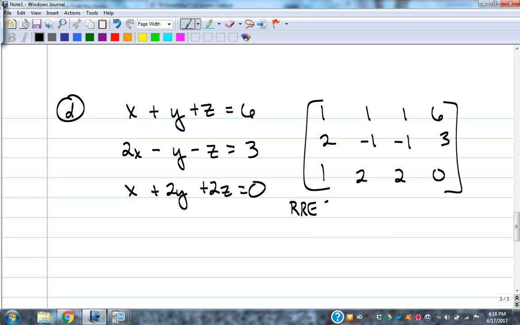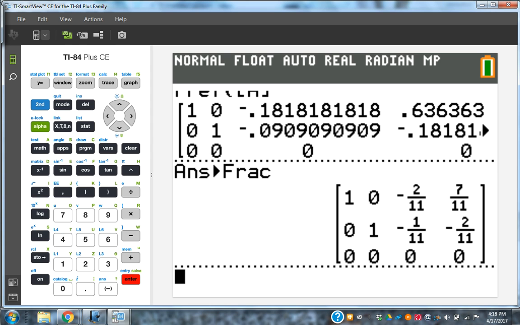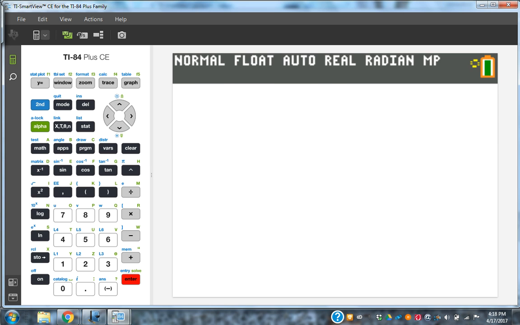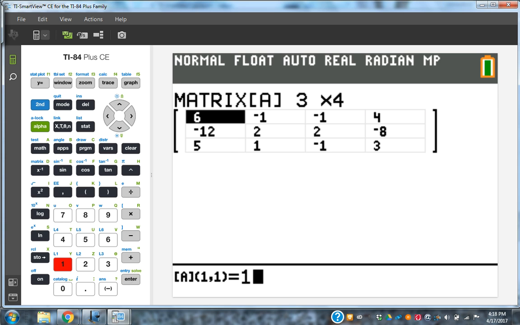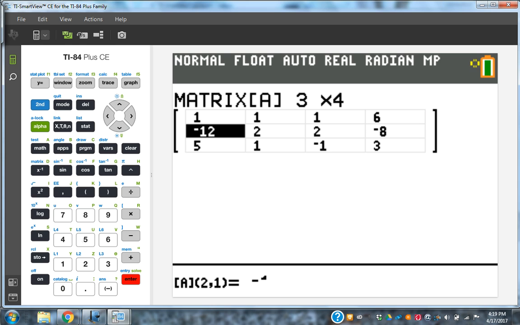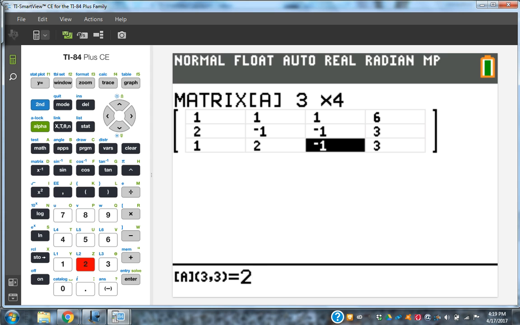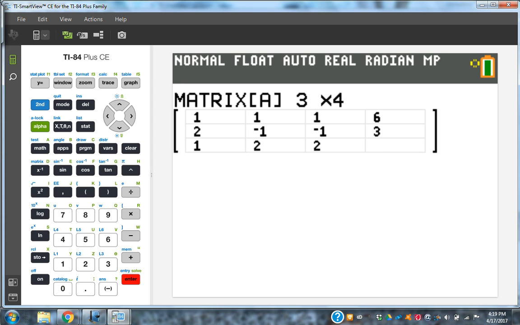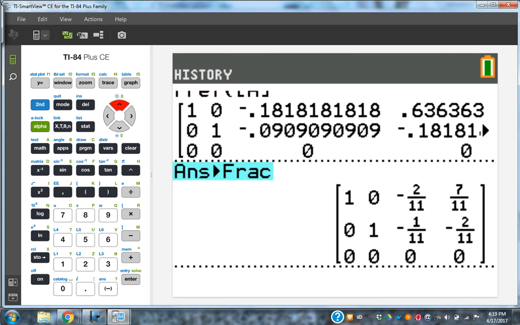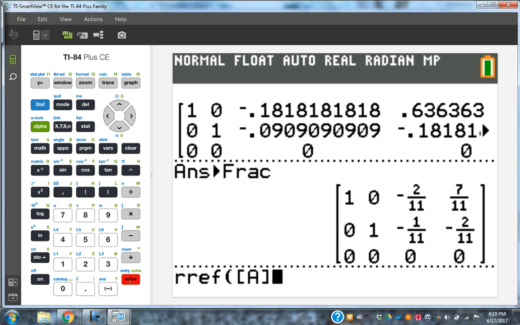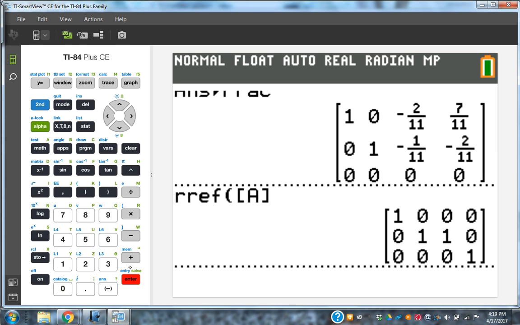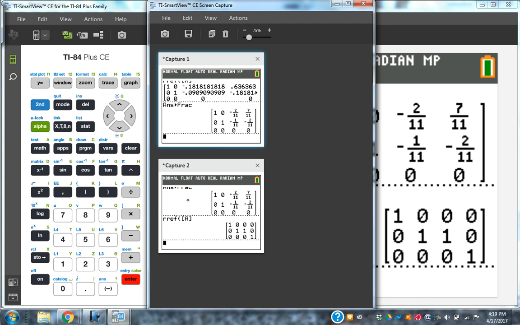And then we run RREF on that. And I'll use the calculator to do that. Second matrix A, so 3 by 4, 1, 1, 1, 6, 2, negative 1, negative 1, 3, 1, 2, 2, and 0. Okay. Again, I'm going to run RREF on that, so I'm just going to press up until I find that command. Hit enter, and then enter again. And the bottom row there tells the tale. That's what's going to tell us what's going on.